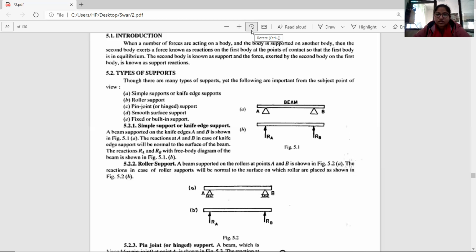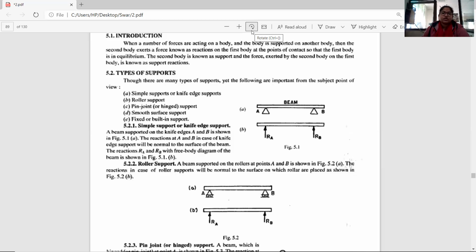Okay, so the second body is known as the support, and the force exerted by the second body on the first body is known as support reaction. The second body is my wall, and the force exerted by this body is my support reaction. This is my support, and this is my support reaction, which it gives to this structure, so my structure will not deform because of the forces on it.